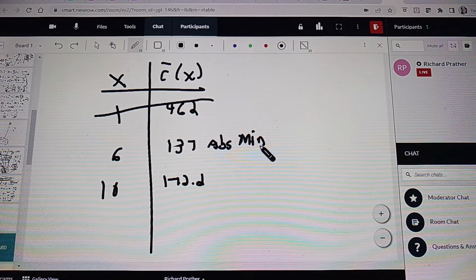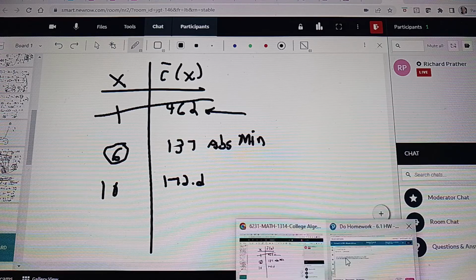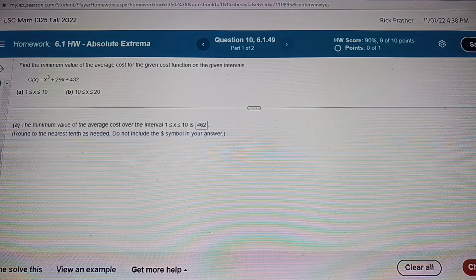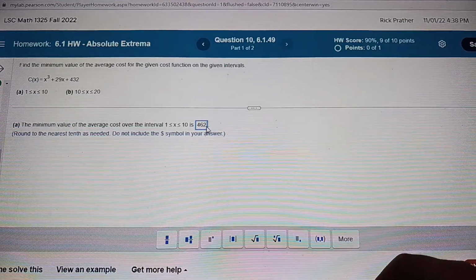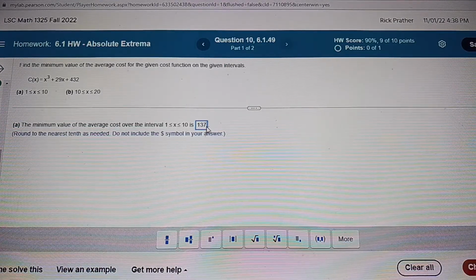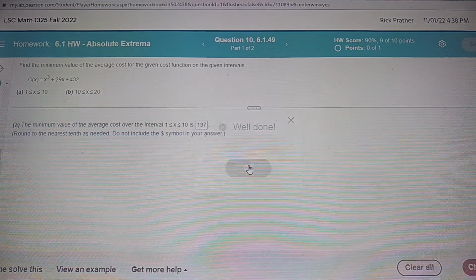$137 is the minimum. I see, this is what a business needs to know. They need to plan for this. It's going to cost you a minimum of $137. So if you don't have that money, you can't even start your business. Absolute minimum $137 if you make 6 of your product. And this would actually turn out to be the absolute maximum, but it's not anything we care about right now. So $137 is the absolute minimum value. Since I plugged it in the wrong function is why that was wrong.